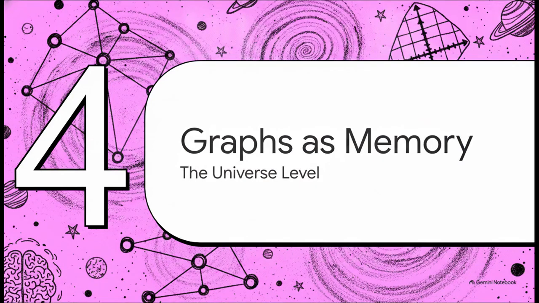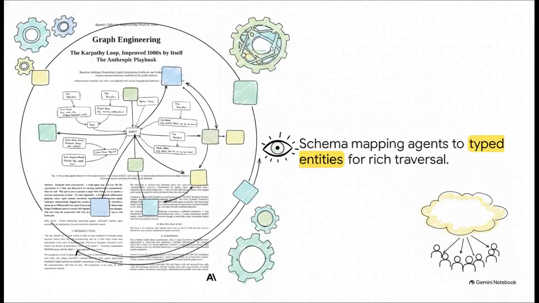Next up, Section 4. The universe. Graphs as shared memory. Let's push out to the absolute shared universe level and see how all this builds into the ultimate solution for scaling. Now, to solve what we call the context dumping problem, Anthropic relies on a knowledge graph schema to act as this shared, highly persistent memory layer.